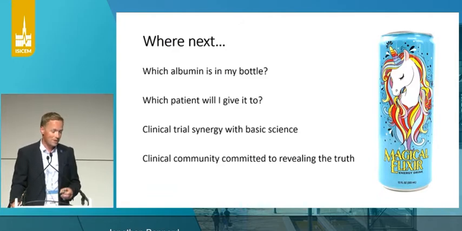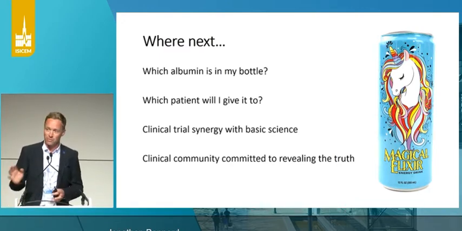But there's no doubt, having seen this elixir, that it's been used since the 1940s and we haven't grown tired of it yet, and that there's no shortage of commitment in our community to revealing the truth. Thank you very much.